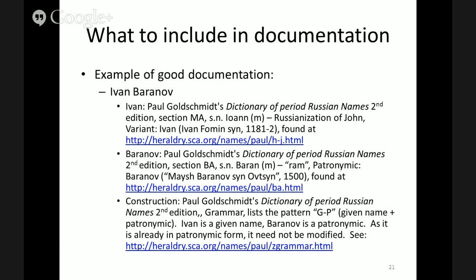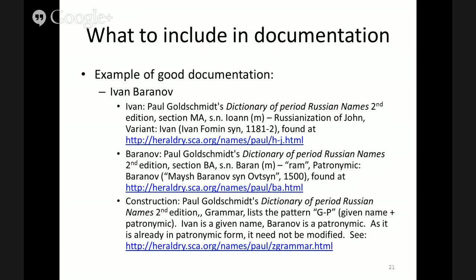Section MA, SN, meaning sub nomine, under the name Johan. Well, there you go. We would have searched for Ivan for a few minutes looking for it, because it's not under Ivan, it's under Johan. Masculine. Gender agreement is one thing we want. It says it's the Russianization of John, and Jan is a Russianization of John. There's a variant spelling, Ivan, and the example that Wickenden includes is Ivan Fomenson, 1181-2. And there's the link.